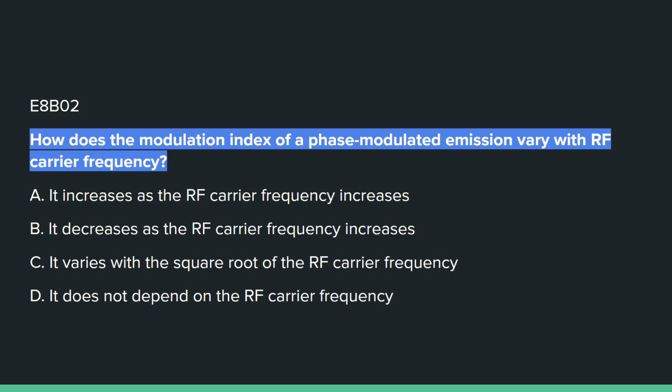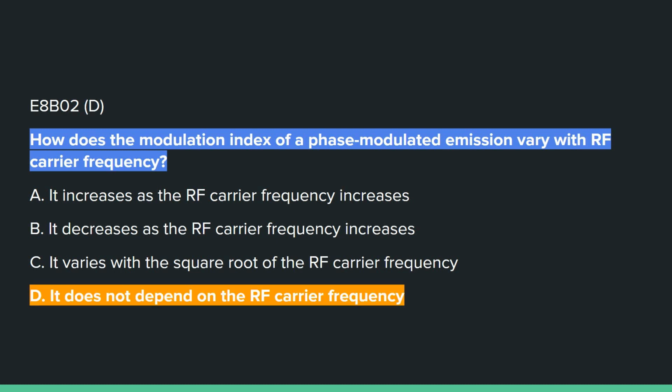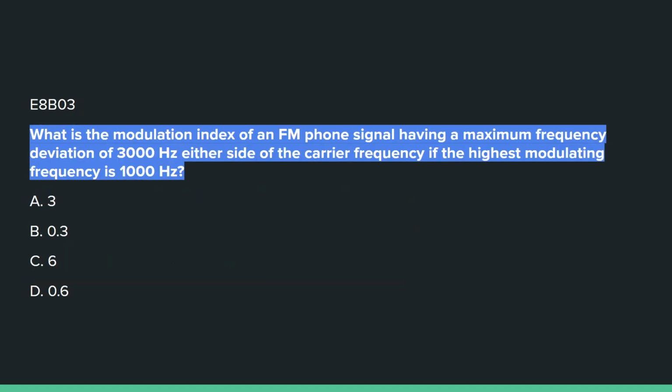E8B02 says, how does the modulation index of a phase modulated emission vary with RF carrier frequency? D. It does not depend on the RF carrier frequency. E8B03, what is the modulation index of an FM phone signal having a maximum frequency deviation of 3000 Hz, either side of the carrier frequency if the highest modulating frequency is 1000 Hz? A. 3.